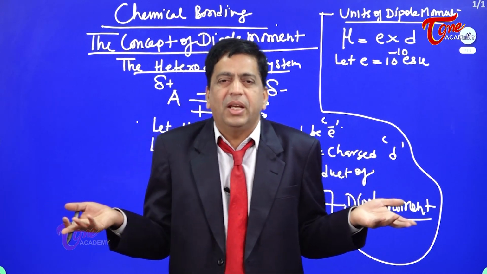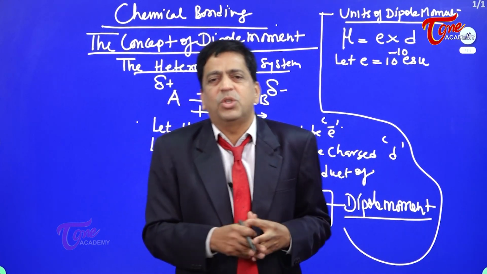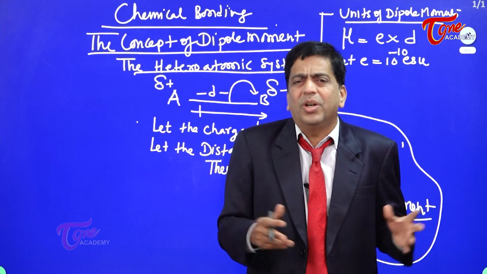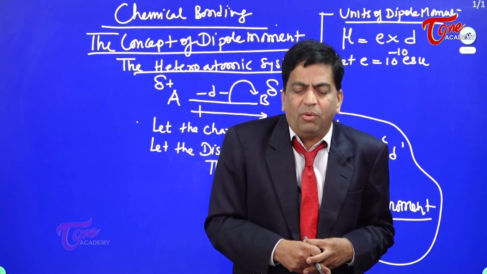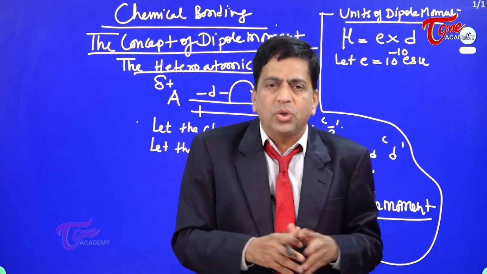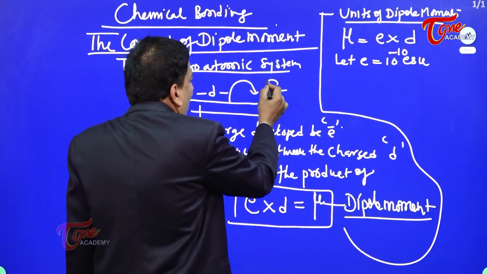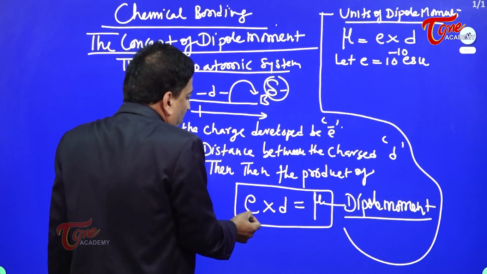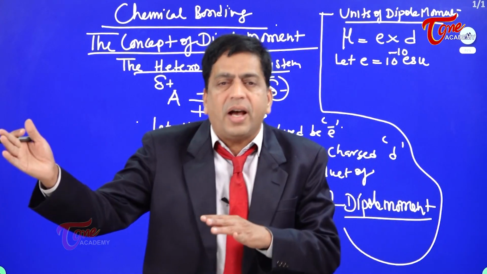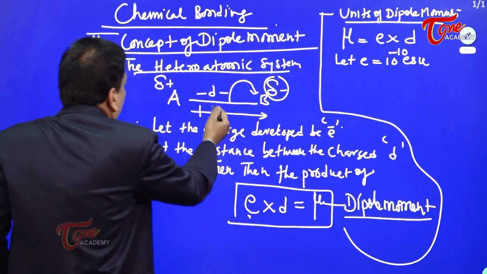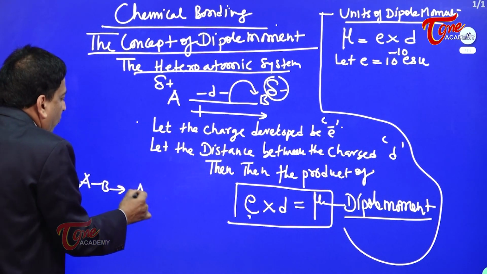Now people ask me, why did you take 10 power minus 10? Is it your wish? This is a question which is normally asked. Why did you assume E is 10 power minus 10 ESU? Is it your wish? Well, I would like to say yes, my wish. Because this charge which you put to be E is a fraction of the total charge if AB was ionic. That means this is a covalent bond. Suppose if this bond was ionic, it would have given me full charge.